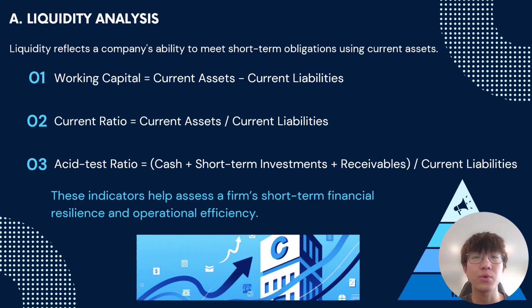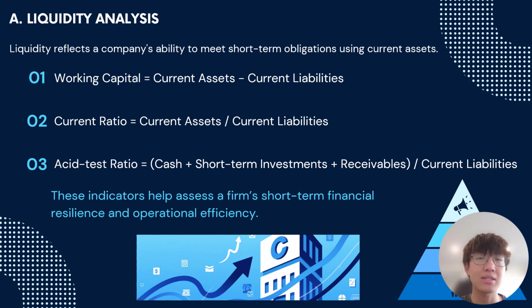Second, the current ratio compares a company's current assets to its current liabilities. This tells us how many dollars of current assets are available to cover each dollar of short-term debt. It is one of the most widely used indicators of liquidity.